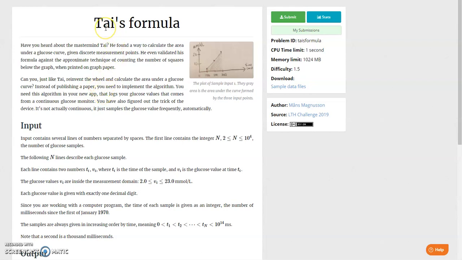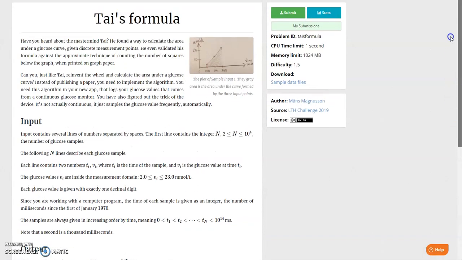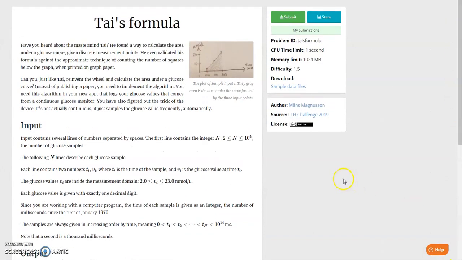This week's problem of the week is called Ty's formula. As per usual, I'll run through the problem and I'll run through the code, and that's about it. Okay, so first a read through.